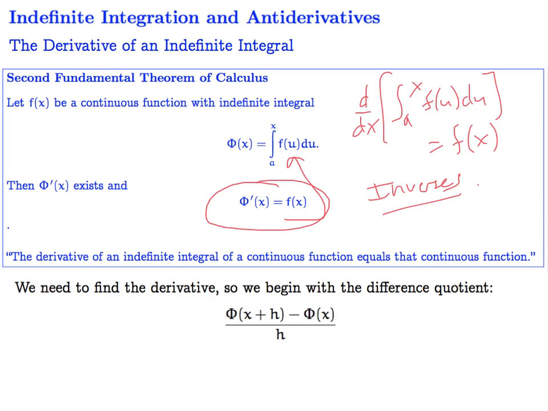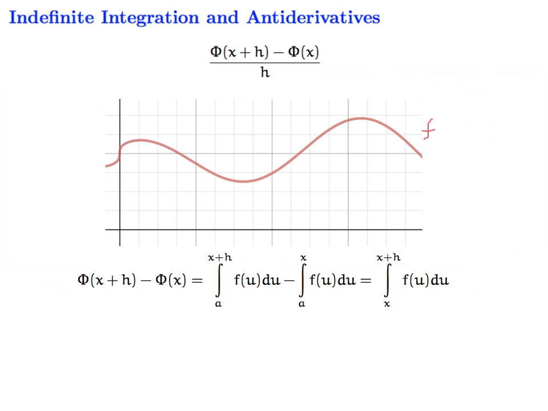We're going to move on and see what this means graphically. We want to figure out a way to compute this difference quotient, so we're going to look at the graph, starting by looking at just the numerator part of our difference quotient. The key feature is that phi of x plus h really means the integral from a to x plus h of f of u du, and phi of x means the integral from a to x of f of u du.